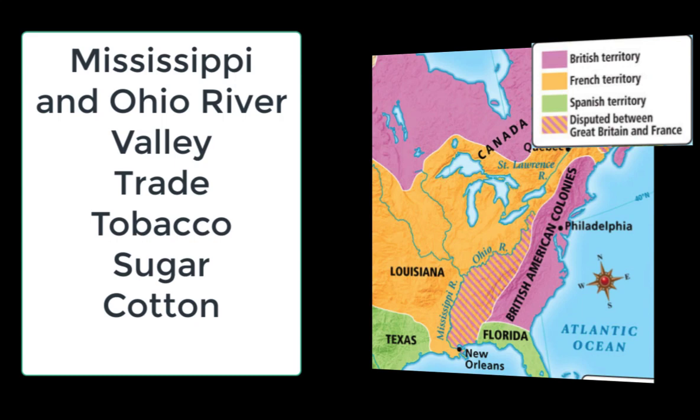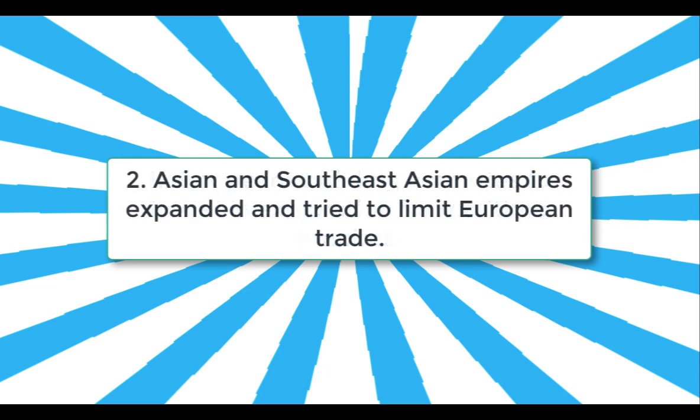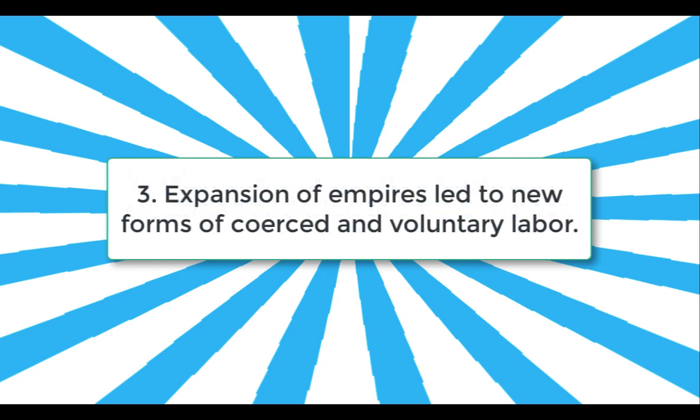So here are three big things I want us to keep in mind during this lecture. Number one, European kingdoms were creating centralized nations that were being built upon investments into maritime or sea trade and settlements. Number two, kingdoms in the traditionally dominant areas of the world, including China, India, and the Middle East, still kept expanding their trade, and they attempted to limit the Europeans. And then number three, the expansion of new empires and settlements led to new forms of coerced and voluntary labor systems.